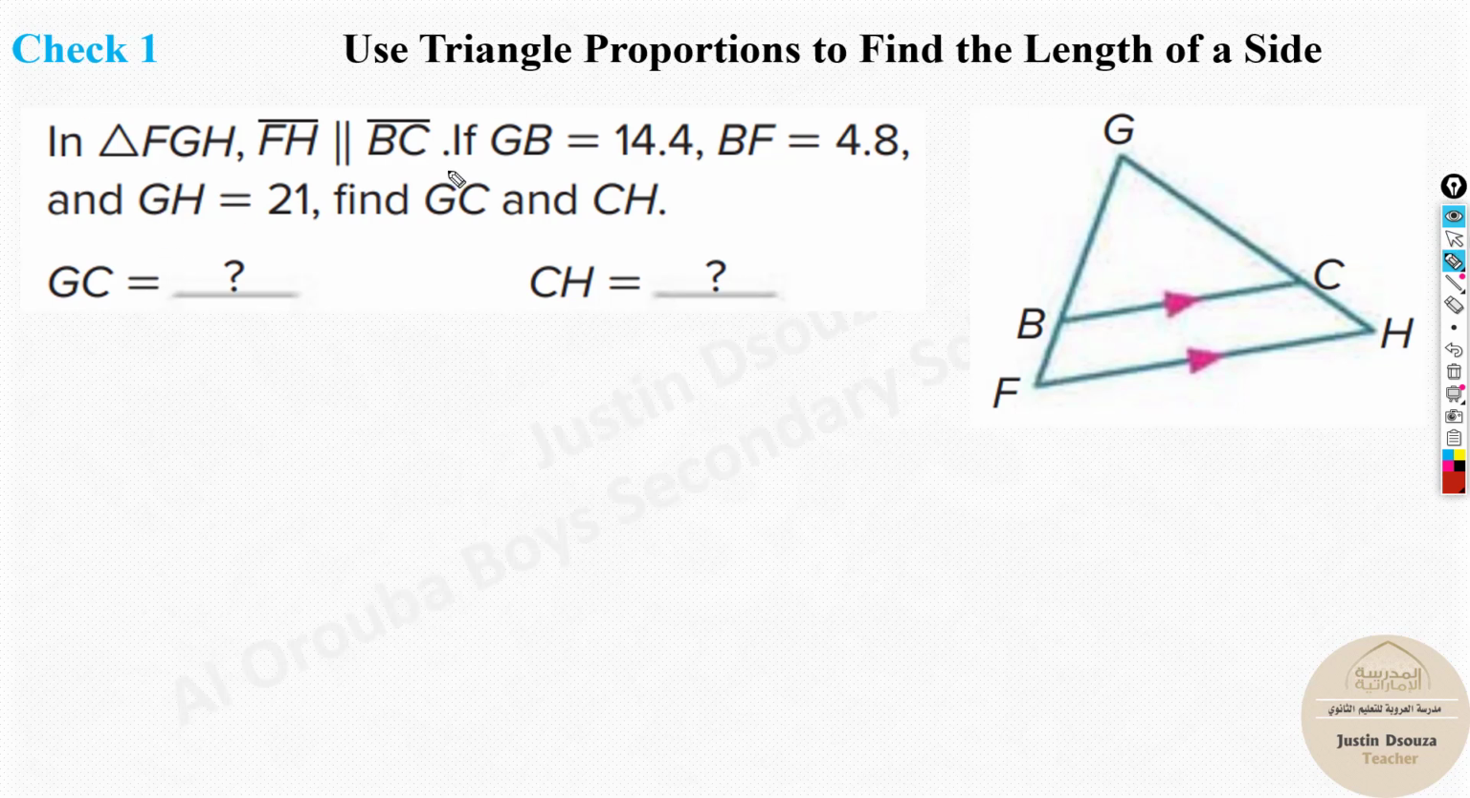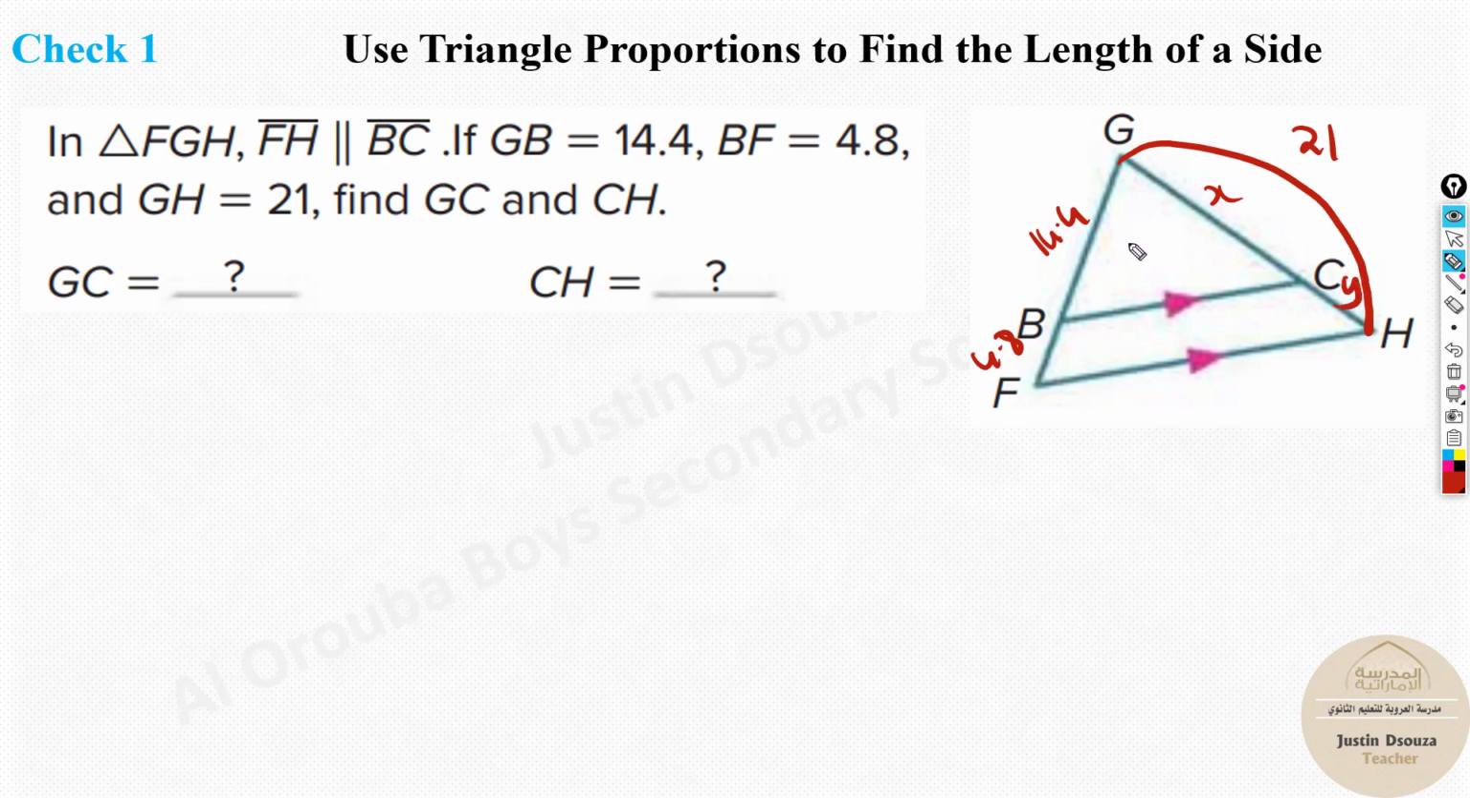Let's look at this figure FGH. Here they have told FH and BC are parallel. Now the values are given. What is GB? It is 14.4. What about BF? It is 4.8. What is GH? The total is given over here to be 21. And we need to find GC and CH. Let me take this as X and this as Y.